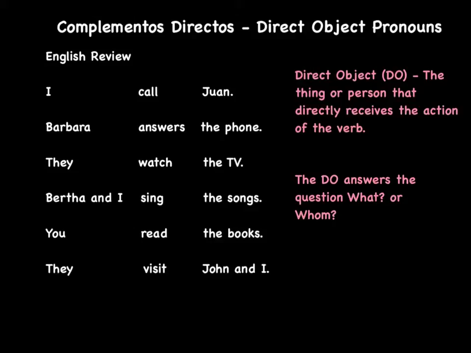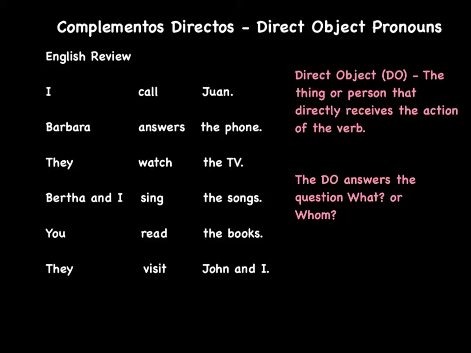In this video we're going to take a look at something called complementos directos, or in English, direct object pronouns. Before we get started, let's do a little bit of English review to make sure we all understand what a direct object is. A direct object, which we're going to call the DO, is the thing or person that directly receives the action of the verb. That also could be that the direct object answers the question what or whom.